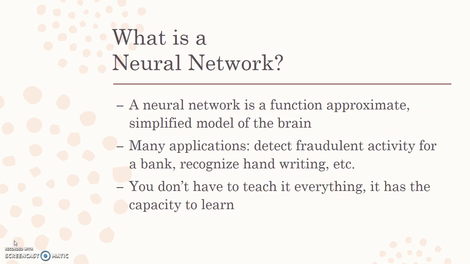Alright, so what is a neural network? A neural network is a function approximator, or a simplified model of the brain. And there are many applications. We can look at things like detecting fraud when it comes to activity in a bank, recognizing handwriting, as well as driving cars. Self-driving cars often use neural networks. There are a few different examples for applications, but you don't have to teach it everything, which is the beauty of a neural network, and it has the capacity to learn.